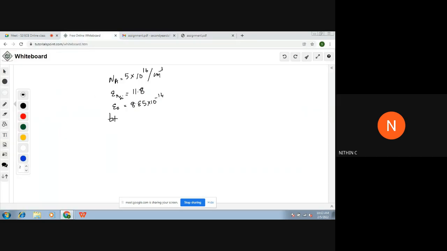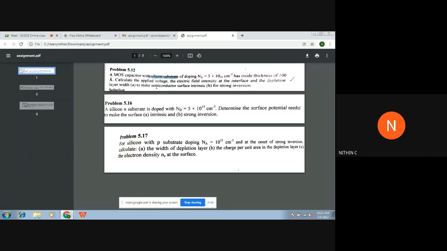Then it is mentioned that the oxide thickness is 100 Angstrom. How is it represented? T ox is equal to 100 Angstrom. How will we represent this? 100 Angstrom is how many centimeters? We have done that. 1 Angstrom is 10 raised to minus 8 centimeter. So we can write 100 into 10 raised to minus 8 centimeter. That is the thickness of the oxide layer. Okay, so that is also mentioned.